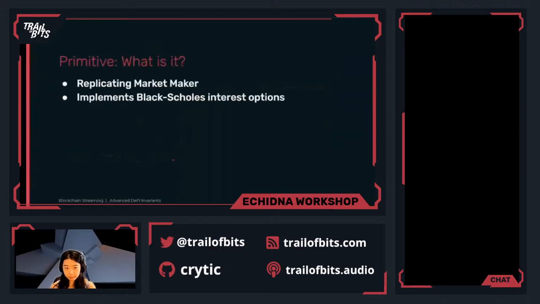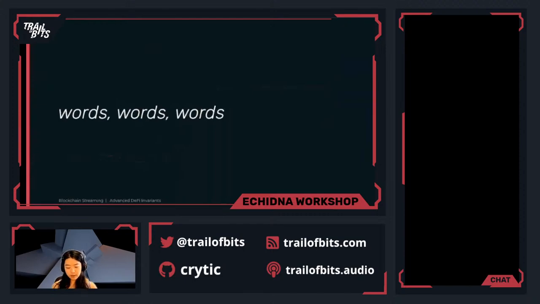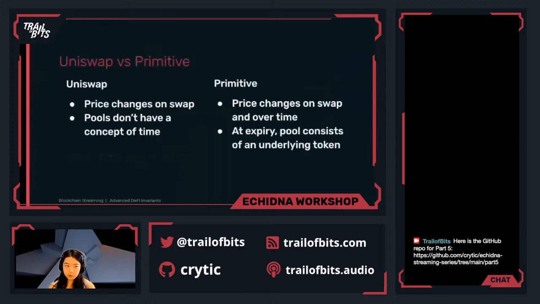So Primitive is a replicating market maker, and it implements Black-Scholes replicating options. Now, that's a huge mouthful, so we're going to take a step back and really identify what that means. If we compare Uniswap and Primitive, in Uniswap, the price of a token changes on every swap. You create a pool with two tokens, and the price of each token changes when a swap is executed. These pools don't have a concept of time. There's no time bound in a Uniswap pool. It's just that this pool exists, so users can interact with it. In Primitive, on the other hand, the price changes on the swap, which matches Uniswap, but it also changes over a period of time. It means that at maturity, the pool will consist of a single token, an underlying token. This time aspect is what makes Primitive much harder to test and reason through.